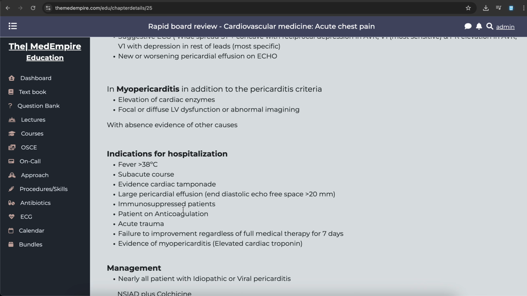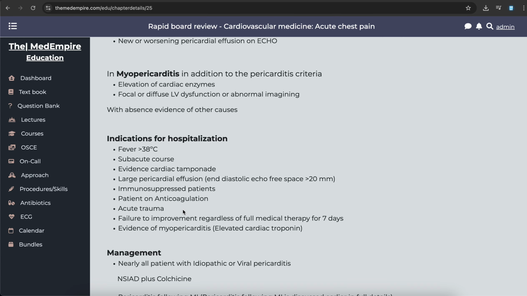So when does pericarditis get hospitalized? Obviously every case is different, and there are other indications, but these are general indications to hospitalize if there is fever above 38, evidence of cardiac tamponade, subacute course. Obviously, if there is large pericardial effusion, patient on immunosuppressant, anticoagulation, acute trauma, fails to improve, or evidence of myocarditis, means that the heart is inflamed and there is some evidence of damage in the heart.